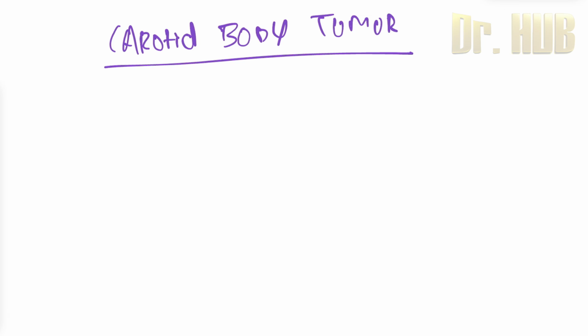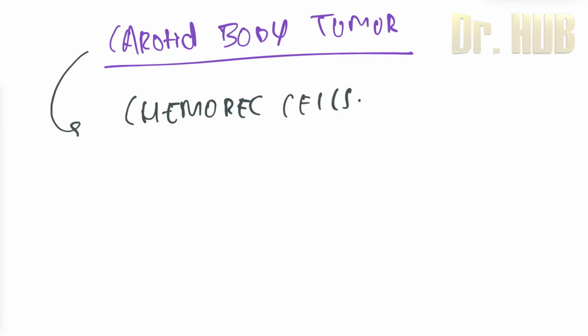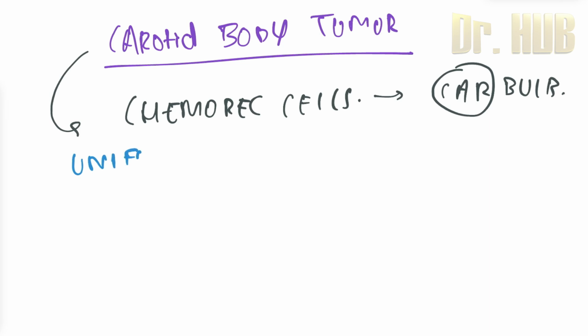So this arises from the chemoreceptor cells on the medial aspect of the carotid bulb. It is typically benign. It is unifocal. It is benign and it is non-hereditary. It is classified using the Chamblin classification.